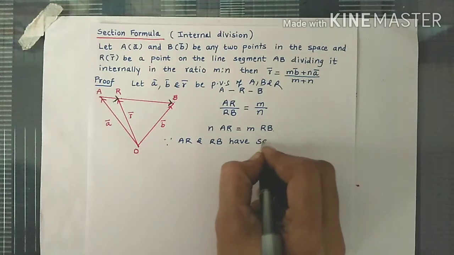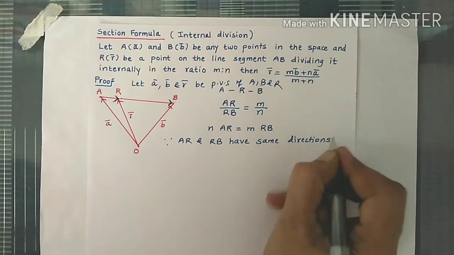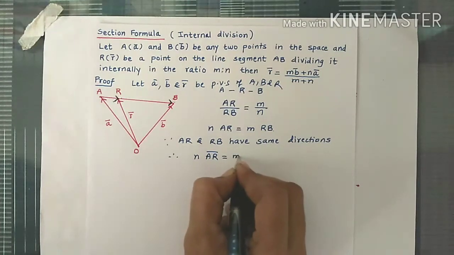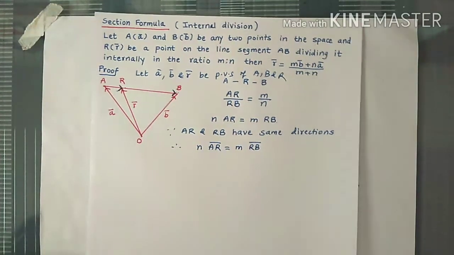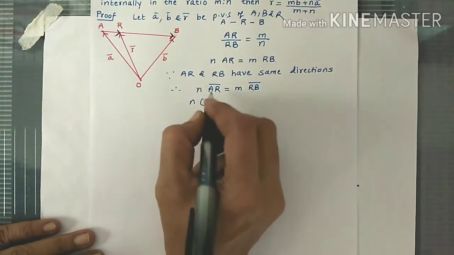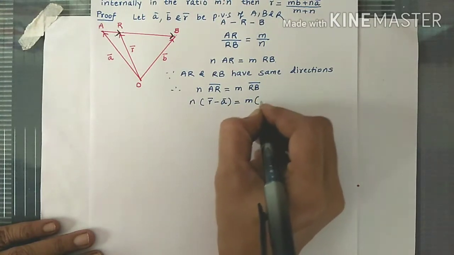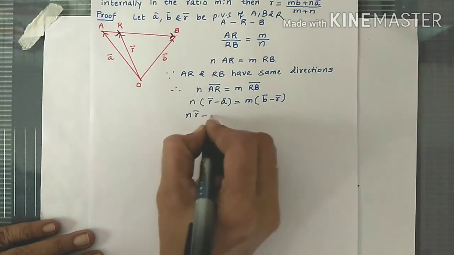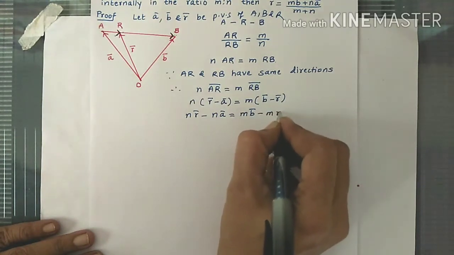So RB have same directions, therefore we have n into AR bar equal to m into RB bar. Remember, we have to find out R bar in terms of A bar and B bar. So for that, let's write this AR bar as R bar minus A bar. Similarly, RB bar becomes B bar minus R bar. Now we have n R bar minus n A bar equal to m B bar minus m R bar.